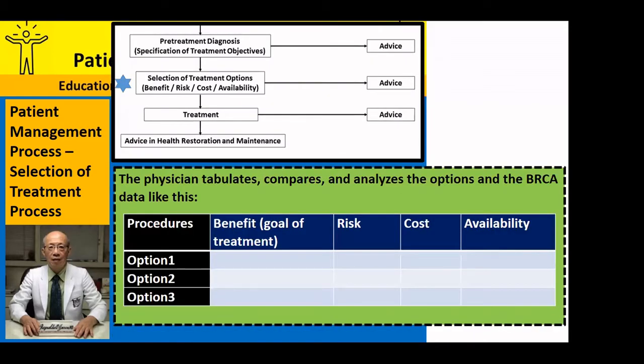Like this, the physician tabulates in the first column the various options of the treatment procedures, and then compares and analyzes the options in terms of the benefit, risk, cost, availability. When you say benefit, it is based on the goal of the treatment. How successful will be option 1 or option 2 or option 3 in achieving the goal of the treatment.